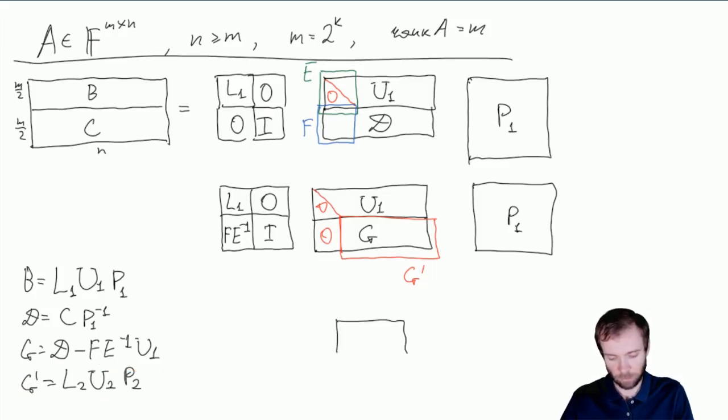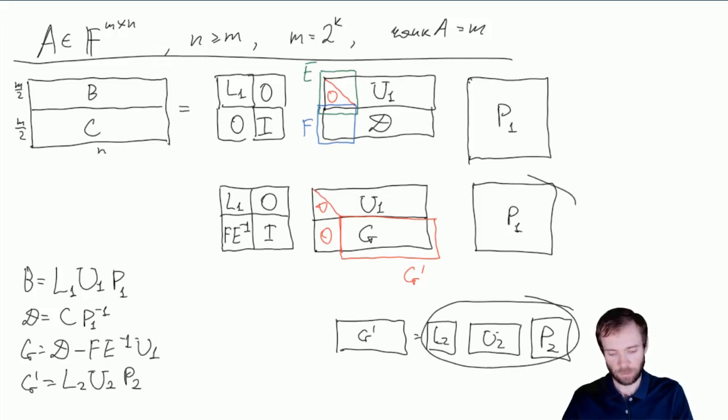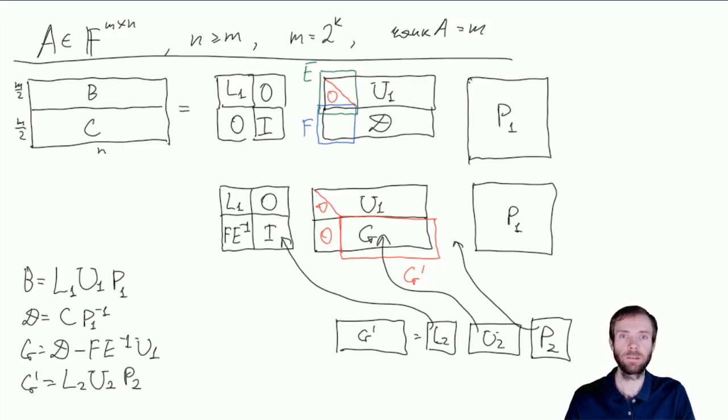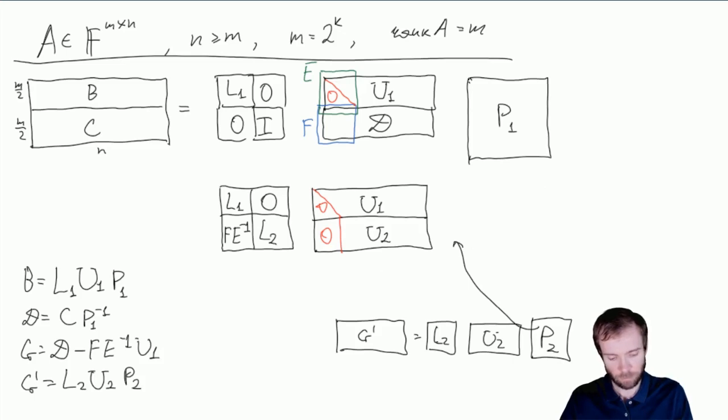So now if G prime is decomposed into L2, U2, and P2, how do we plug these things in this scheme? Well, we can plug this guy in here, where we had an identity block, U2 goes here, and P2 goes in here. And it can be checked that the resulting scheme still resolves to matrix A. So instead of identity block, we have now L2. Instead of G and G prime, we have now U2. And P1 will now have to give place to P2.